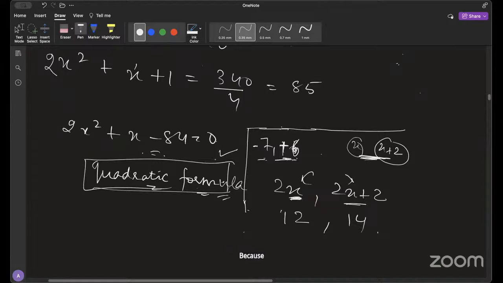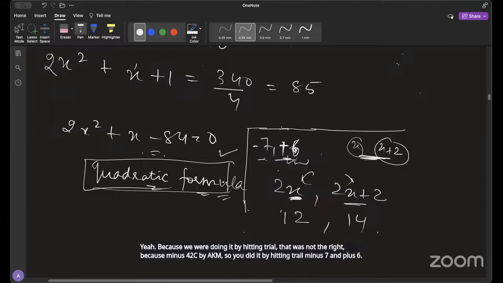Because plus 6 is now coming as even. That's why, na, ma'am. Because this is not the required even numbers that we're looking for. Because we were doing it by hit and trial. That was not right. Because minus 42 C by A came. So you did it by hit and trial. Minus 7 and plus 6. That is the reason, na, ma'am.